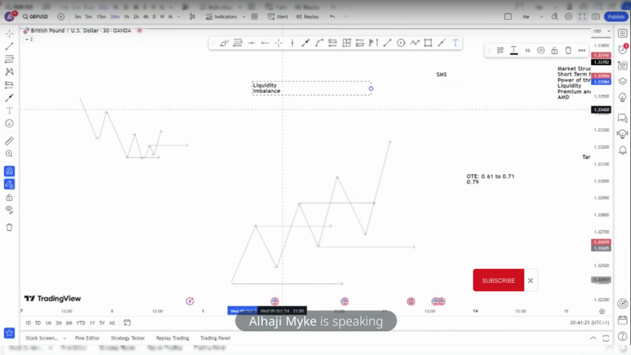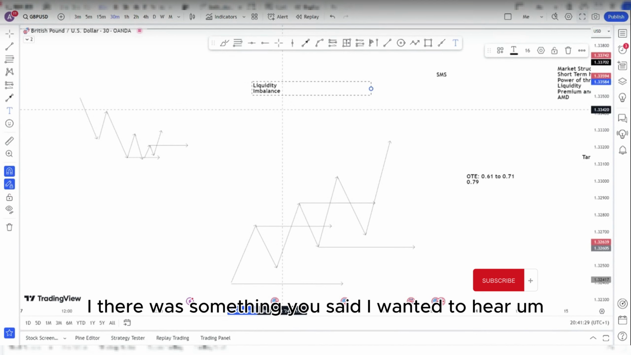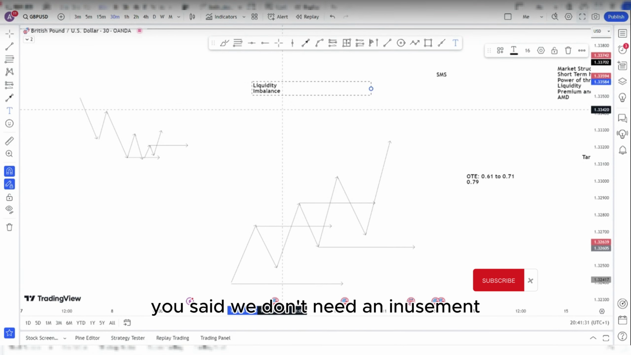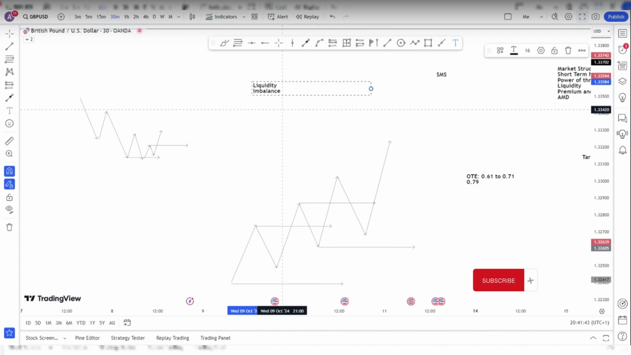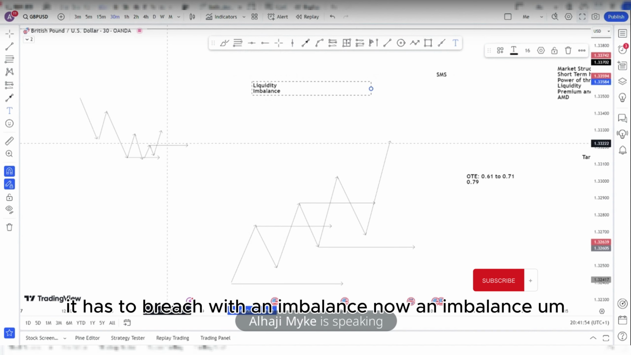I believe you guys know what an imbalance is. Yes, but there was something you said I wanted to hear. You said we don't need an inducement. We need it to take out a liquidity, right? No. A previously existing liquidity. You don't need an inducement when trading short-term highs and short-term lows. You just need to take previous liquidity. Okay. All right, so it has to breach with an imbalance.